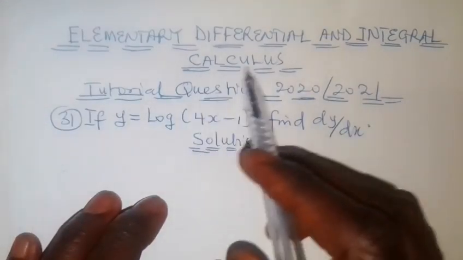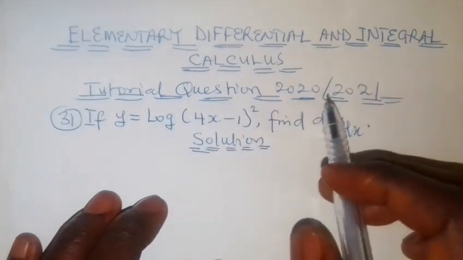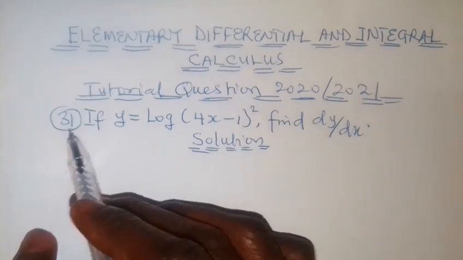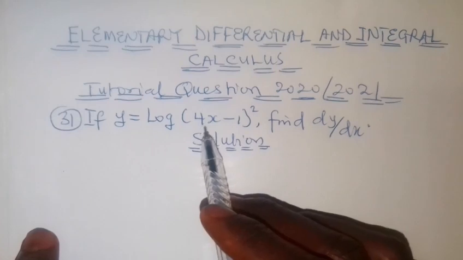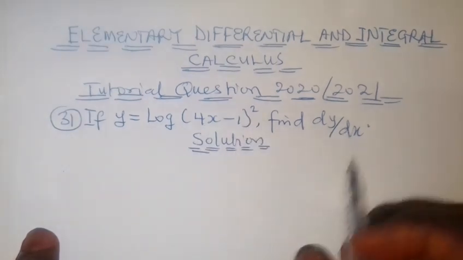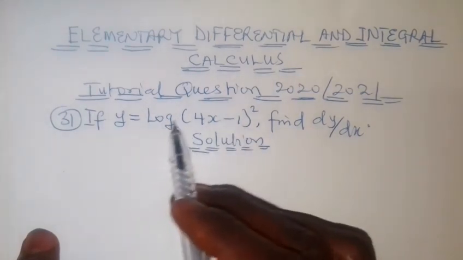This lesson is elementary differential and integral calculus, and it's a tutorial question drawn from 2020-2021. Now we are in question 31. 31 reads: if y equals log of (4x minus 1) squared, then we're asked to find dy/dx. Now this is a case where the logarithm we're having here is a natural logarithm.